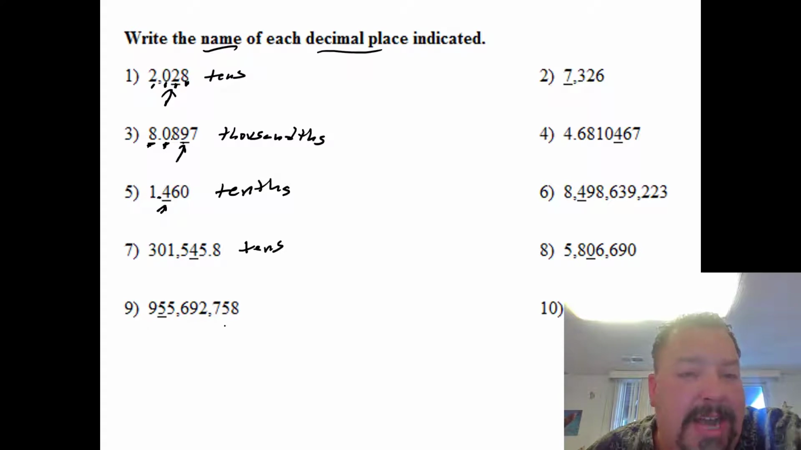And here for number 9, what do we have here? Let's start here at the 8. We got the ones, tens, hundreds, thousands. And the commas here make it easy because now we know that, okay, we got a comma here, that's the thousands. We got a comma here, that's the millions. So this would be the 10 millions spot.